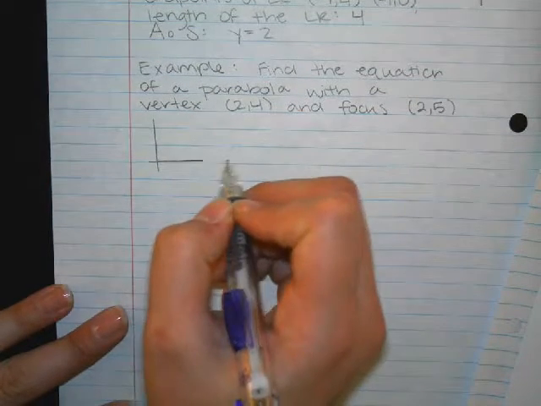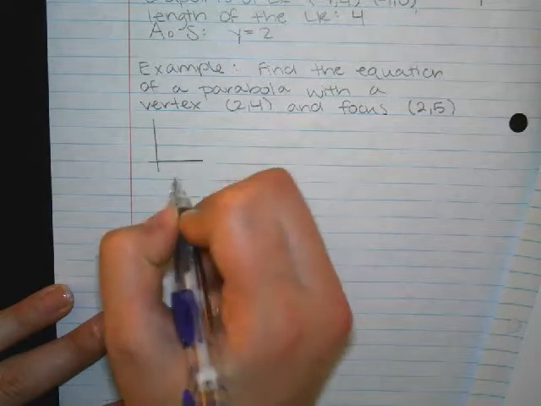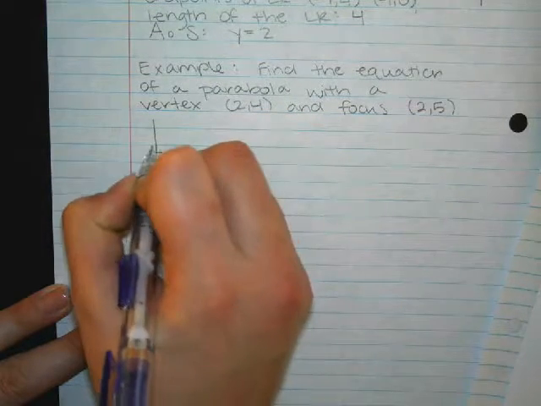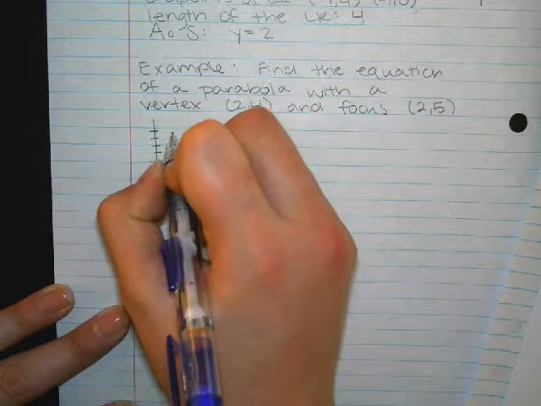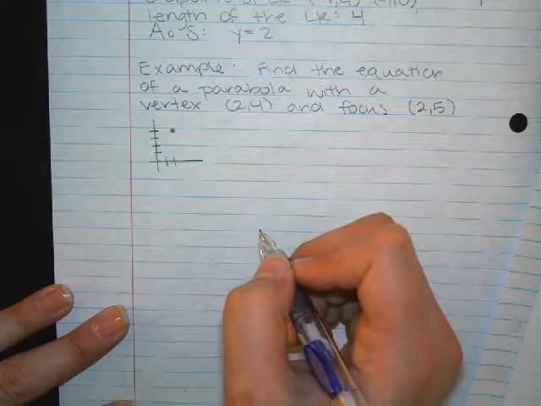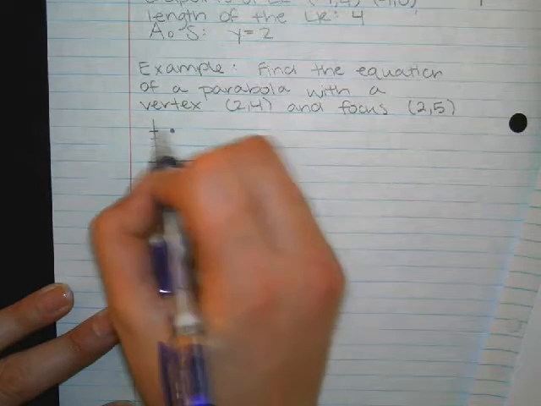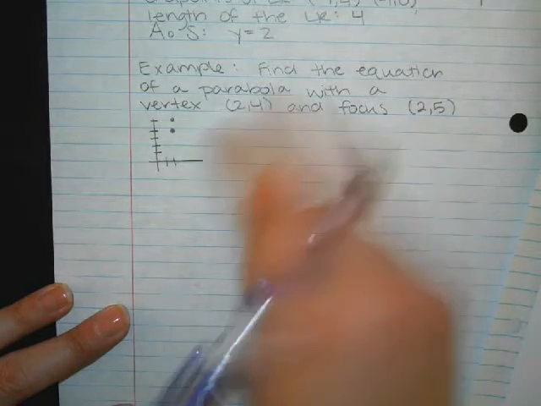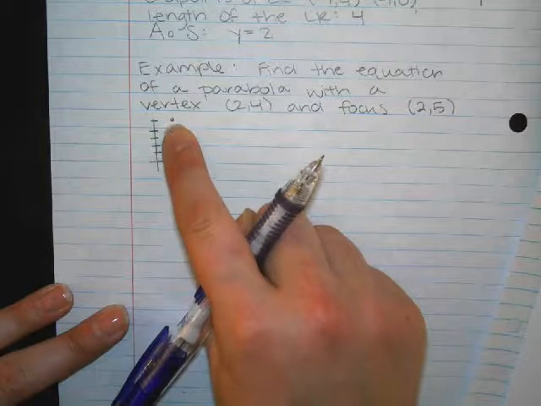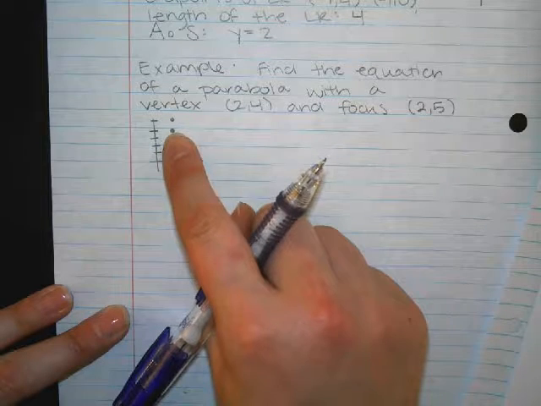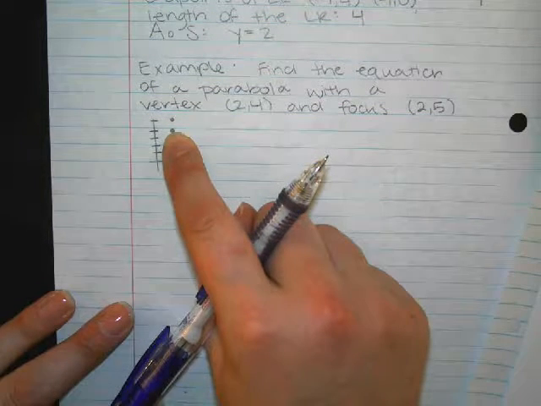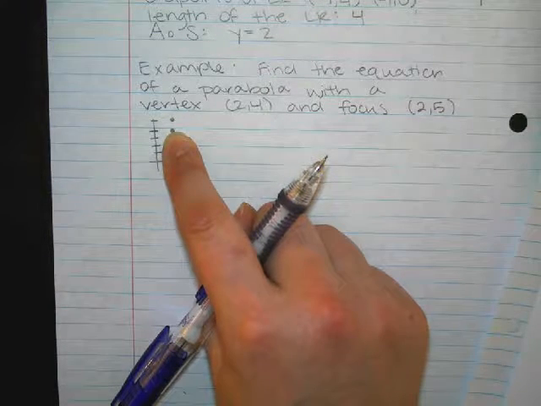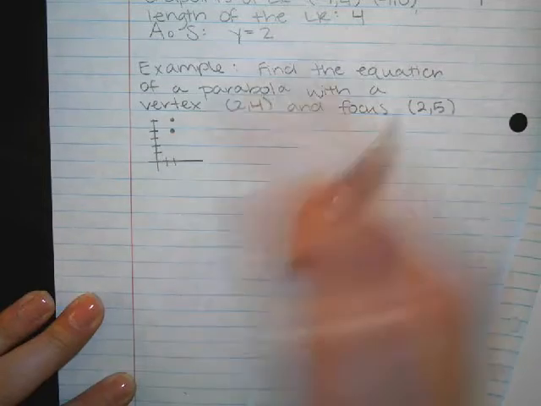So if I just draw a little sketch of what I have, that's going to help me a lot when I write the equation. If I go over 2 and then up 1, 2, 3, 4, that's the vertex. And then they tell us that the focus goes up 1 from that. That's 2, 5. So if this is the vertex and this is the focus, which direction does the parabola open? It's up and down for sure. And because we know the focus has to be inside of the parabola, that means this has to open up.